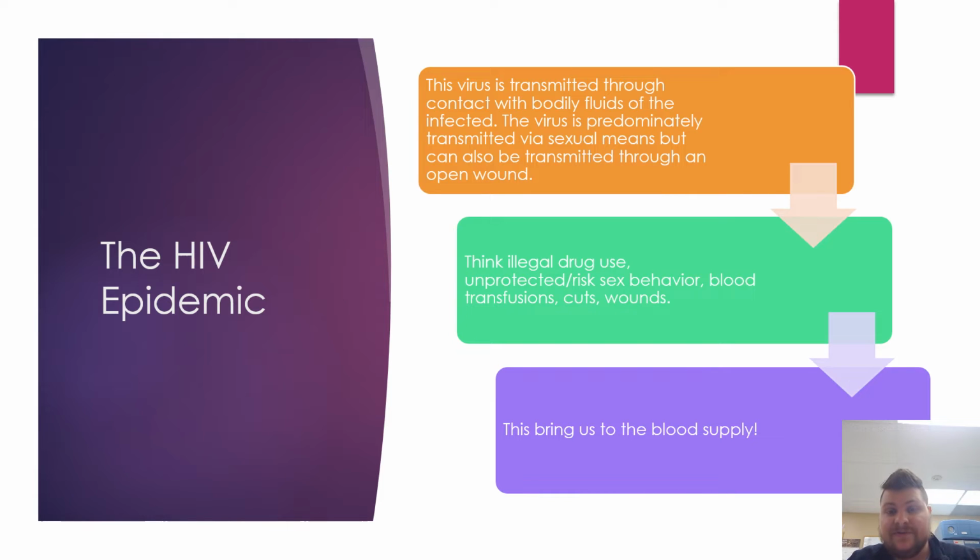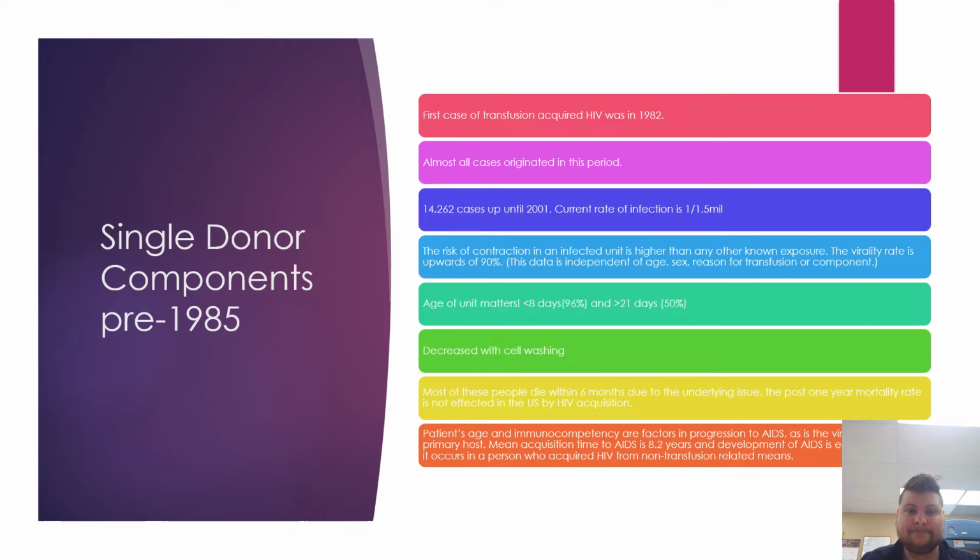The virus is transmitted through contact with bodily fluids of the infected. The virus is predominantly transmitted via sexual means, but can also be transmitted through an open wound. So when saying that it's transferred through an open wound, you're looking at illegal drug use, unprotected or risky sex behaviors, blood transfusions, cuts, and wounds. So now we can actually start talking about the blood supply and how HIV infiltrated and what it did once it was in the blood supply.